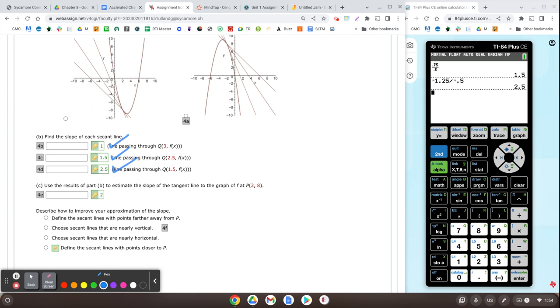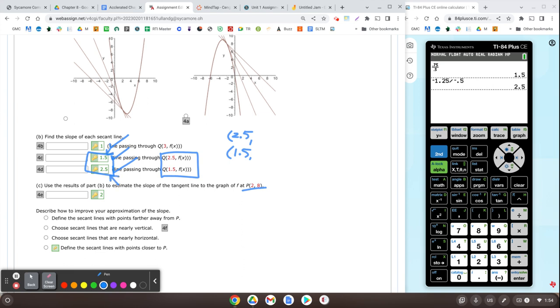So now the hard part. Use the results to estimate the slope at 2, 8. Well, did you notice these two were both very close to 2, 8. One of them was 2.5, comma, and the other one was 1.5, comma, okay? And they gave us these slopes. One of the slopes was too low. One of the slopes was too high.